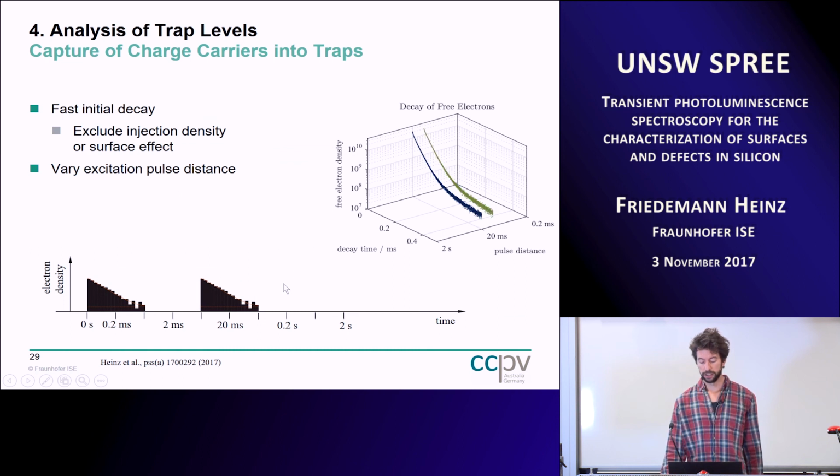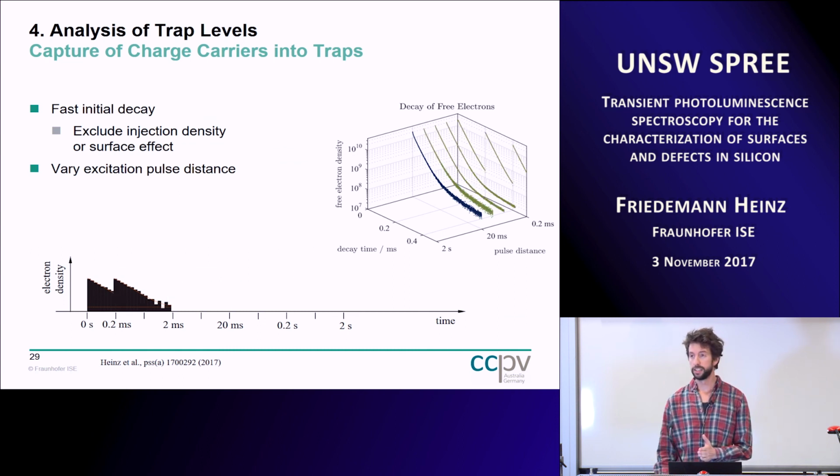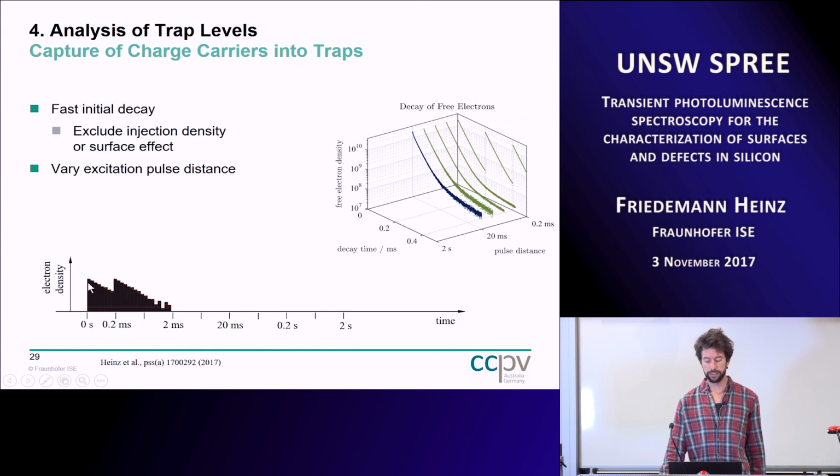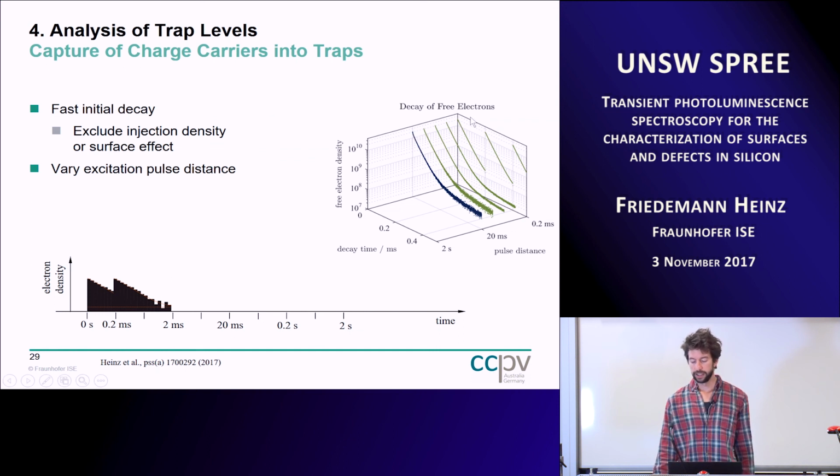What we can do now is to make measurements with shorter pulse distances. This shouldn't change the electronic state of the conduction band in the beginning. Here you can see the next laser pulse, the decay, the next laser pulse. But even for the shortest pulse distance, we have a decay of the charge carrier density of 2 orders of magnitude, and here even more. So we can assume that at the end of the laser pulse, the conduction band is empty, and when the next laser pulse takes place, the conduction band is exactly in the same electronic condition for all pulse distances.